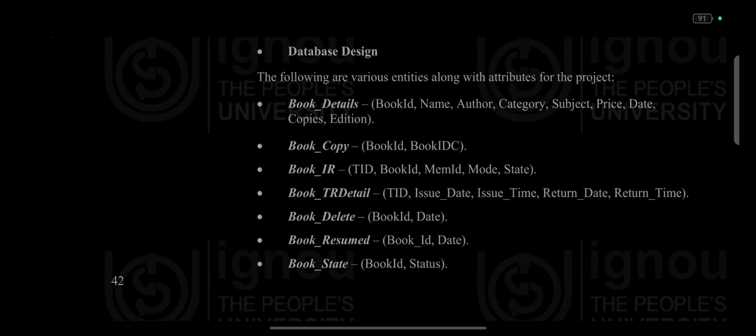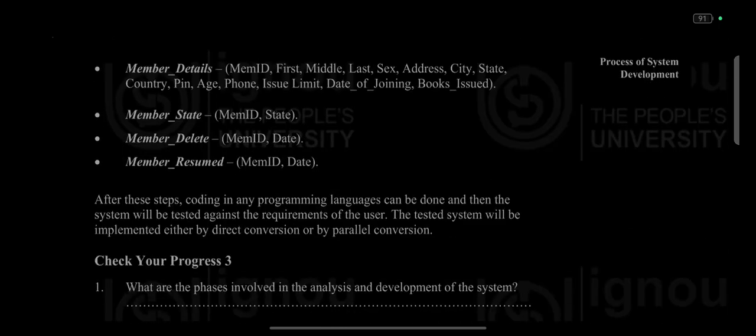Database design. The following are various entities along with attributes for the project: book_details: book ID, name, author, category, subject, price, date, copies, edition; book_copy: book ID, C; book IRT ID, book ID, mem ID, mode, state; book_TR_detail: TID, issue_time, return_date, return_time; book_delete: book ID, date; book_resume: book ID, date; book_state: book ID, status.